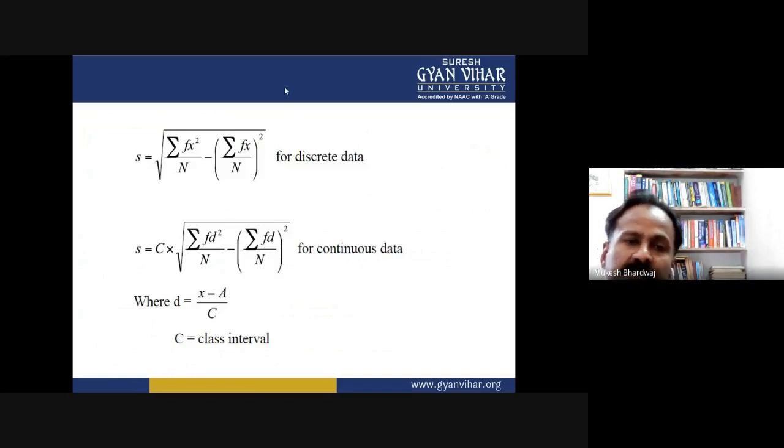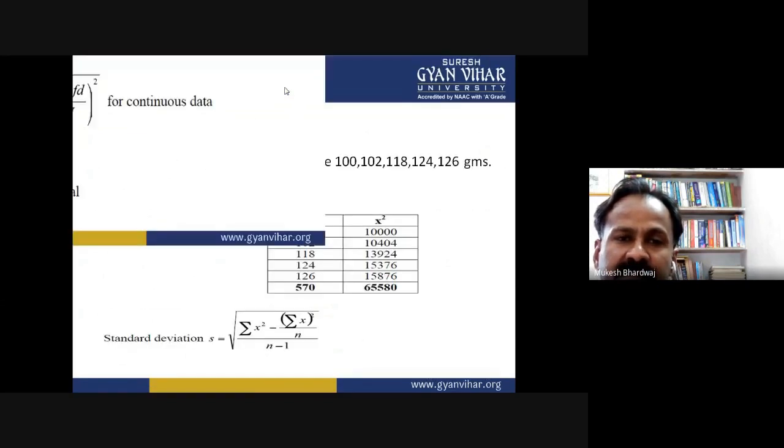So please note down the formulas according to the different types of observations or data provided to you, because standard deviation totally depends on the formula and the calculation. And now we are moving on to some examples.